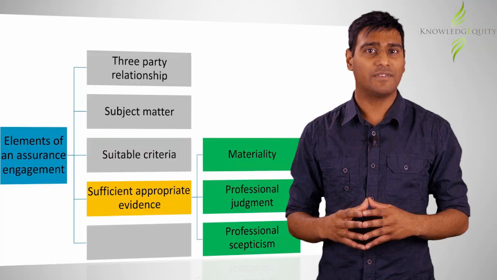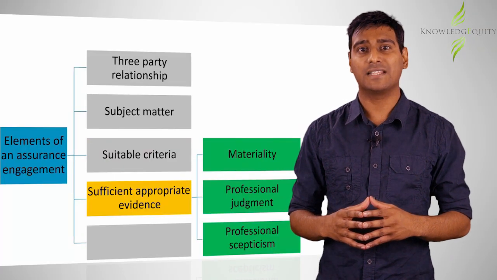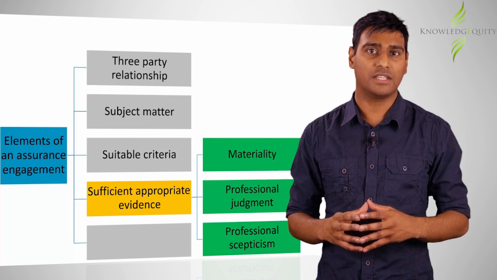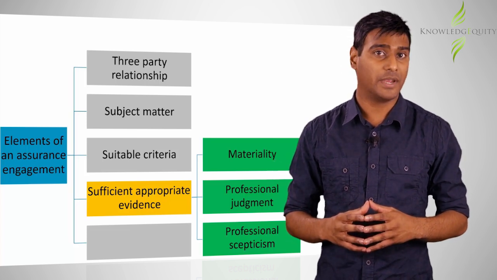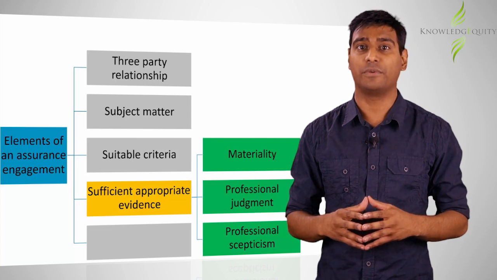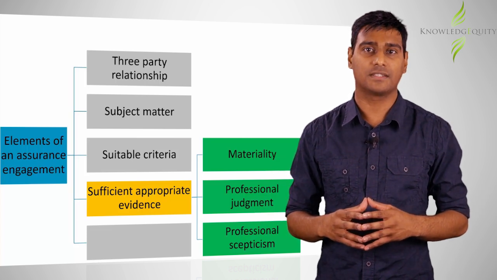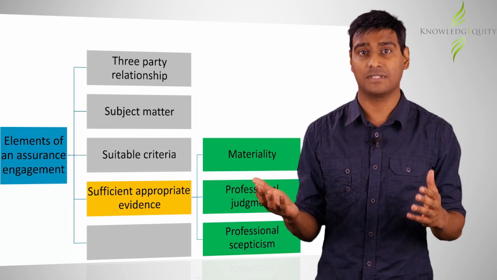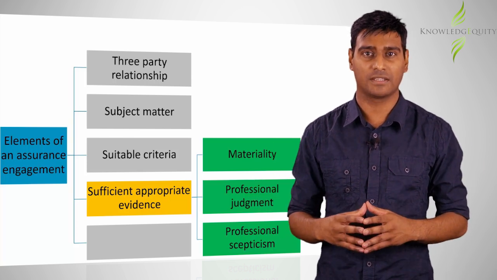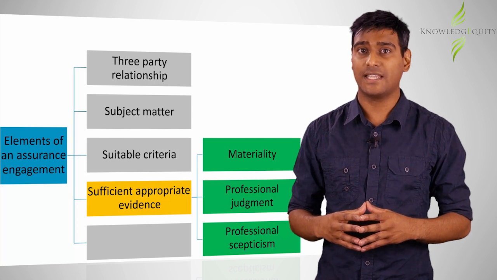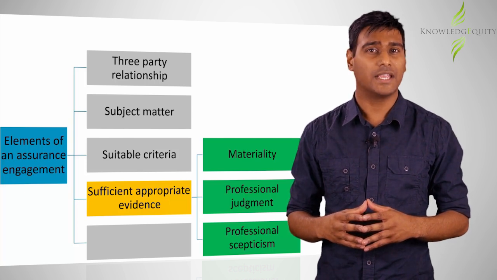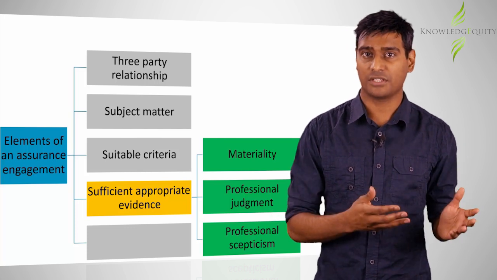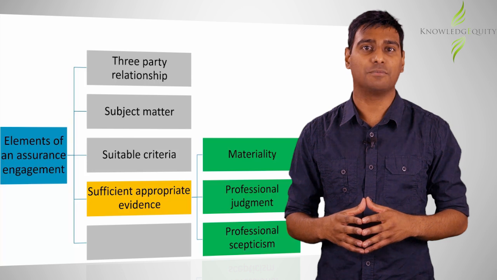Before arriving at a conclusion, the practitioner must have gathered sufficient, appropriate evidence to support his or her opinion. The evaluation of what constitutes sufficient appropriate evidence requires 3 things, that is, the use of materiality, professional skepticism, and professional judgment. The concept of materiality and its application to assurance engagements is covered in more detail in Module 3. Professional skepticism and professional judgment are covered in separate clips within Module 1.